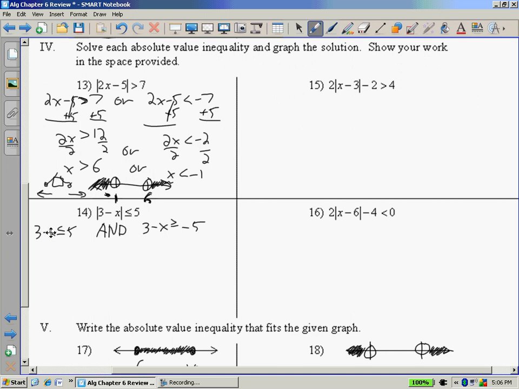Okay, so we're going to keep change. We've got a negative 1x plus 3 is less than or equal to 5. Subtract 3. Negative 1x is less than or equal to 2. Divide by negative 1. And whoa, what happens? Switch the inequality symbol. Same thing here. Keep change. That's negative 1x plus 3. We're going to subtract 3 from both sides.